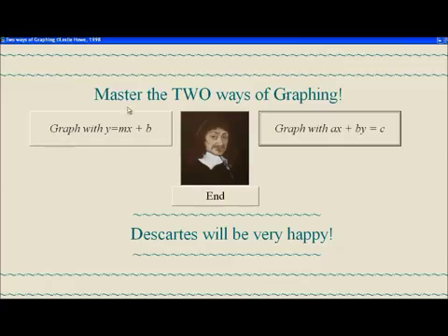Go back to Descartes. Keep going back and forth until you get so good at the 2 ways of graphing. Descartes and I will be very happy.